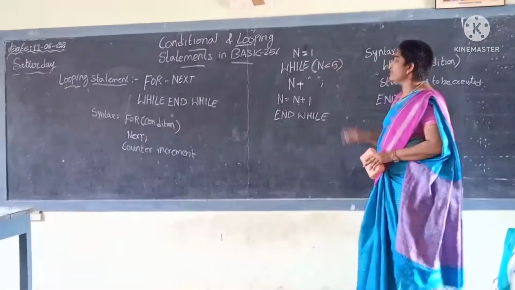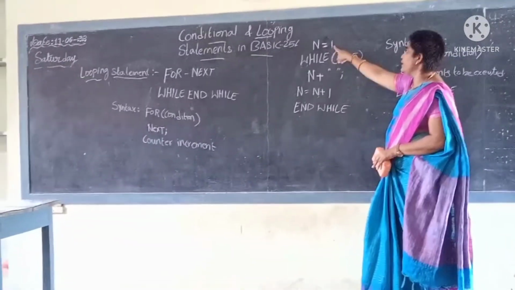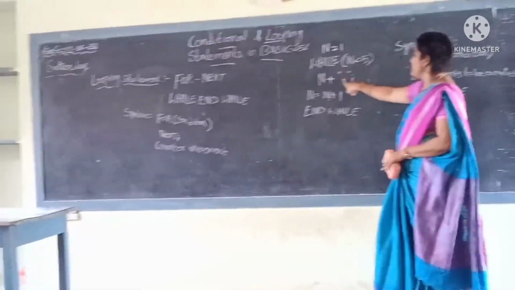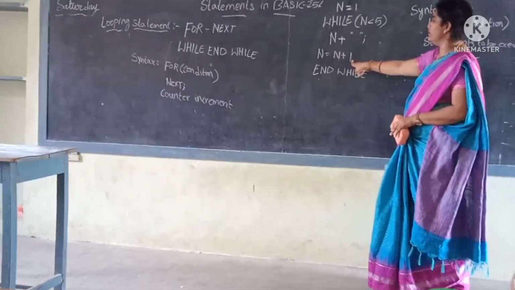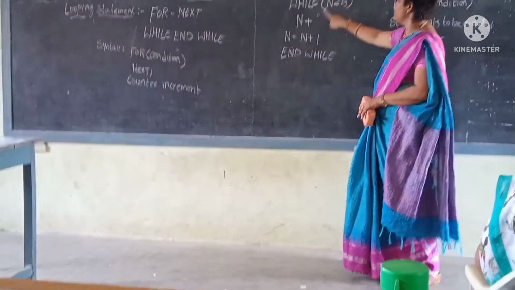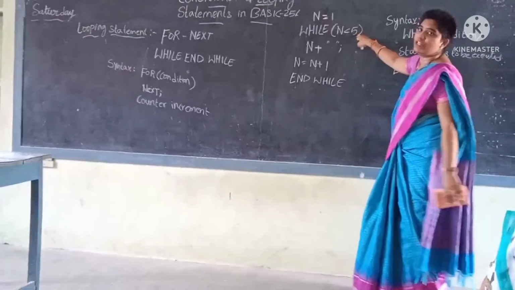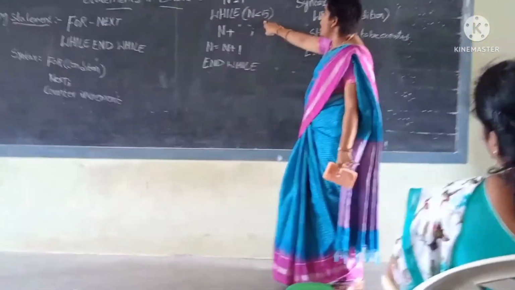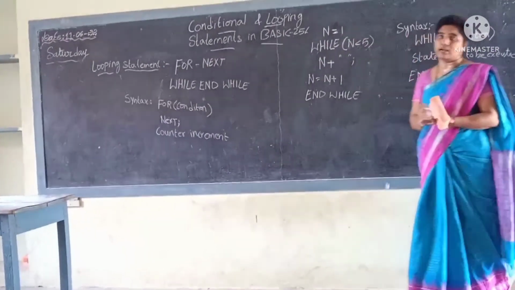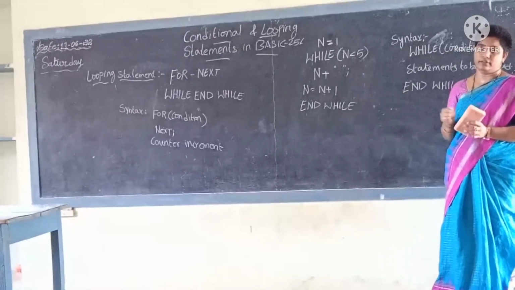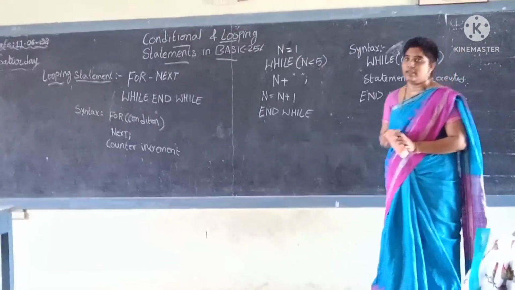Here see, while n less than 5, first it will take the value 1. It will check here. Next, the n plus value will be incremented. Here it will become 2. Then your n value will be 2 plus 1, 3. So 3 is less than 5. Again it will come, again it will get incremented, and again the condition is checked. Like this, until the condition becomes false, this loop will continue. And once the condition becomes false, the loop will terminate and control comes out of the program, and the output will be displayed. These are the conditional looping statements in basic. Thank you.